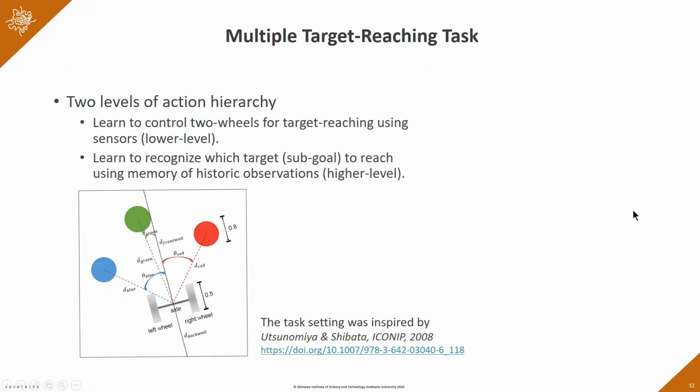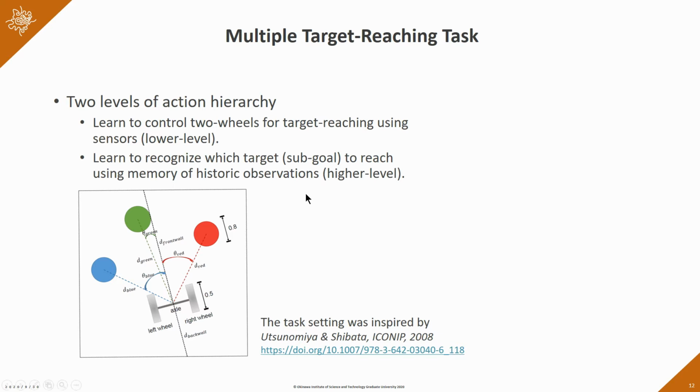The sensory input for this robot is basically the distances and angles from three targets. And we can see that there are clearly two levels of action hierarchy. The lower level is to control two wheels for target reaching using sensors, and the higher level is to recognize which target to go now.